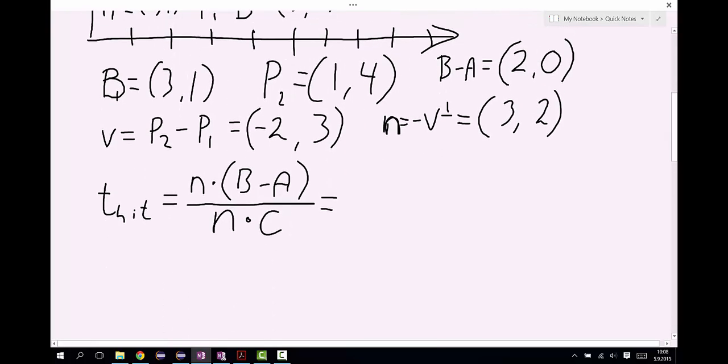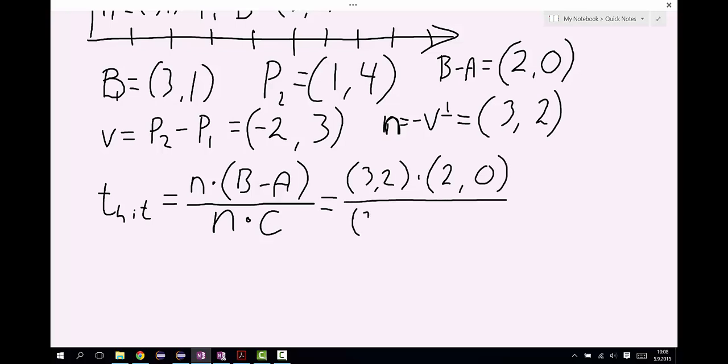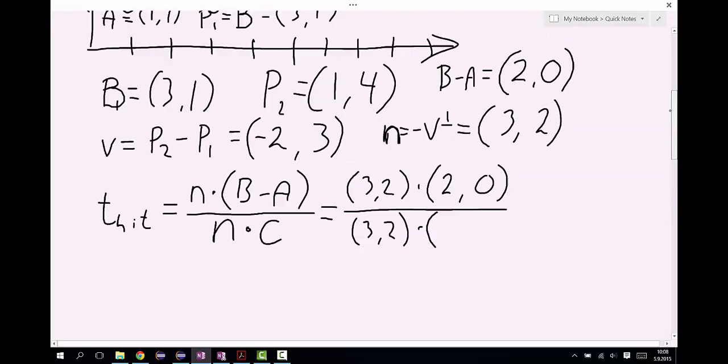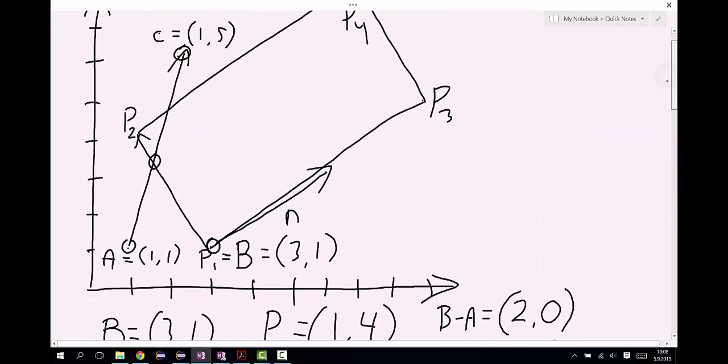So here we have n, (3, 2) dot (2, 0), divided by (3, 2) dot, and our vector c was up here, (1, 5).